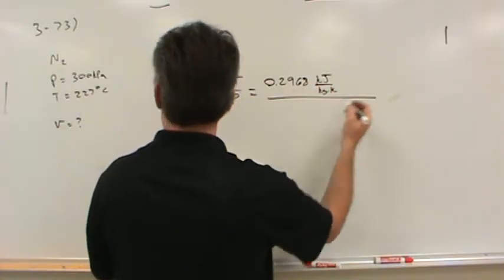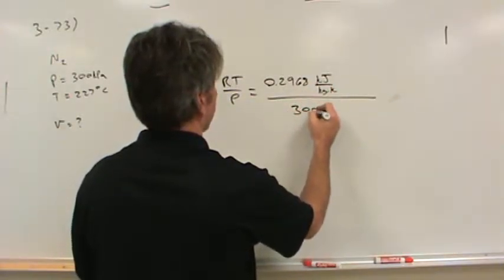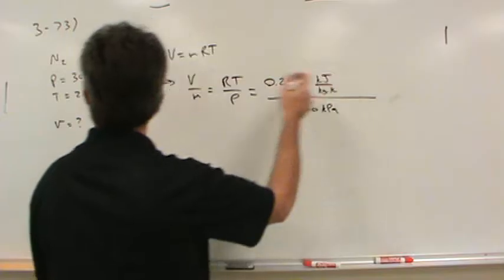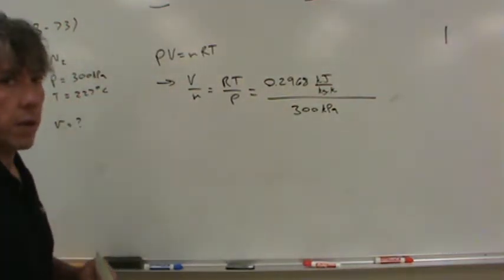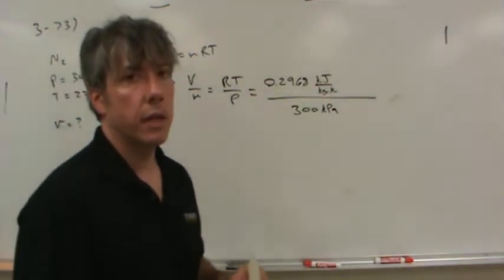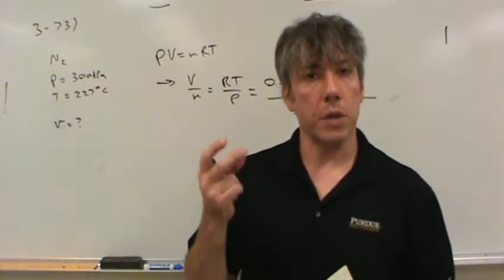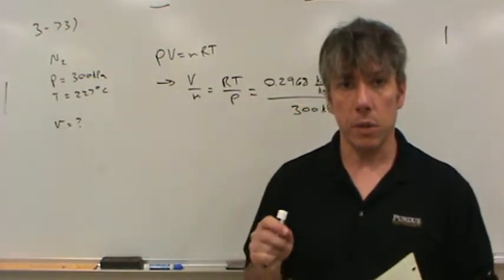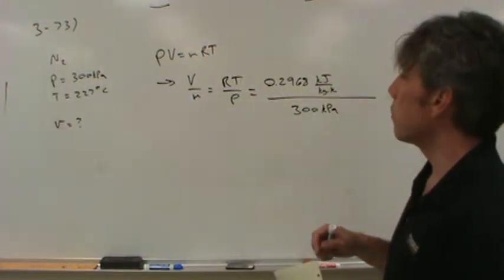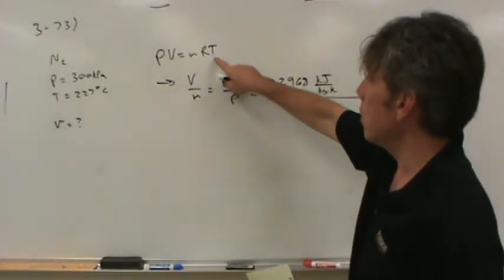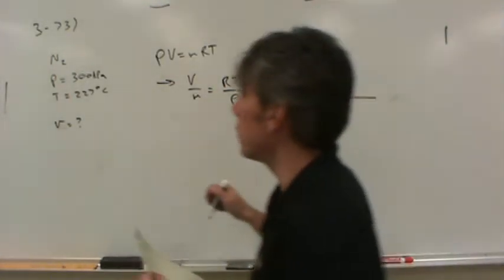And then we'll plug in the pressure of 300 kilopascals. And if you think you should plug in a temperature of 227, you've made a mistake. Remember, the ideal gas law needs the pressure and the temperature to be in absolute units. So an absolute measure from a zero reference. And so the temperature we need to plug in here would have to be Kelvin.